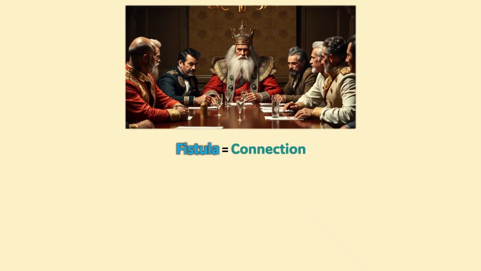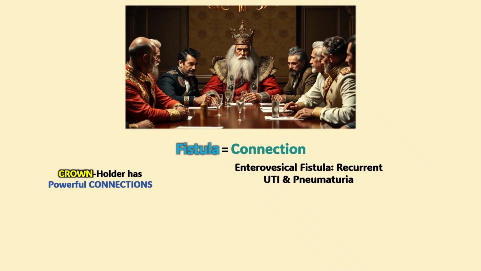Next point is fistula. Fistula by definition is abnormal connection between two epithelialized surfaces. So fistula basically means connection. And you know, king or the crown holder has the most powerful connections. So fistula means connection and crown holder has connection, meaning Crohn's disease has fistula, not ulcerative colitis. And inferior vesical fistula is a possible MCQ because of the pneumaturia, where there is air bubbles in urine.